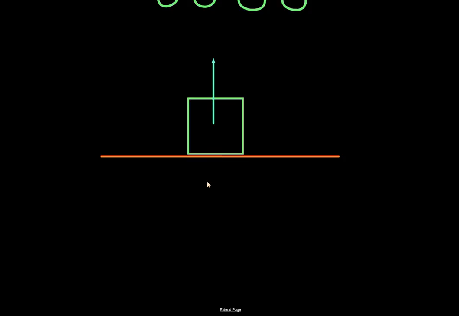Oh, I should make it a different color. We've got weight down. I should call it weight. IB calls it weight. Depending on what textbook you're looking at, they might call it the force of gravity. So we've got W down, and we've got F sub n, the normal force, up. And since these are vector values, if I add them together tip to tail, I'll find that the net force, the F net, is 0.